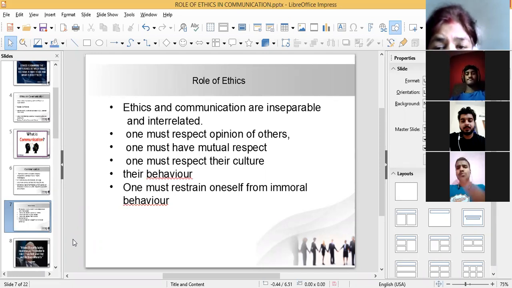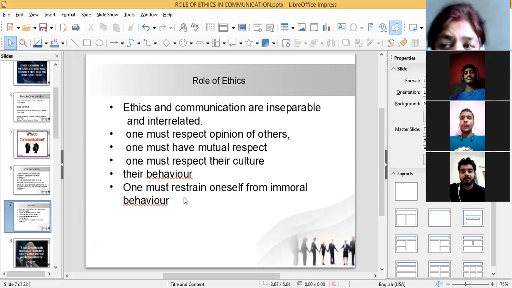One must restrain oneself from immoral behavior. What is immoral behavior? Fighting, disagreeing, debating, arguing, throwing tantrums, showing your temper around, putting your weight around. So you have to check on these. So there's no time, there is no space for emotion in an organizational house, in a business house. You cannot show your temper.